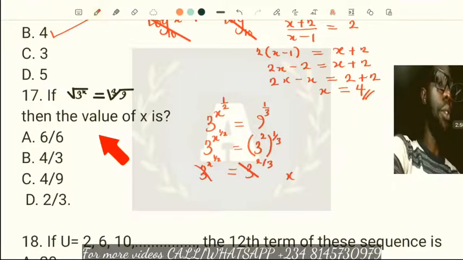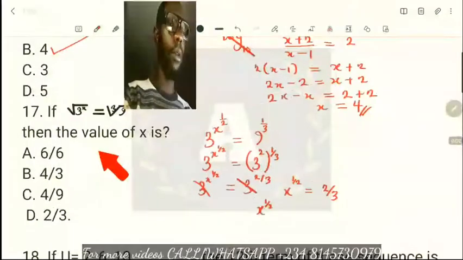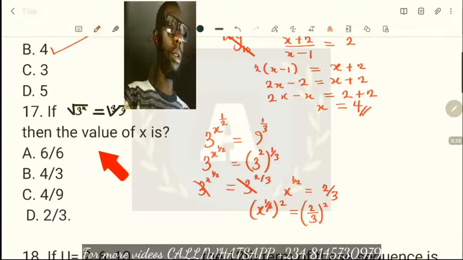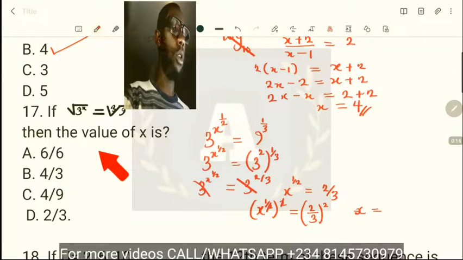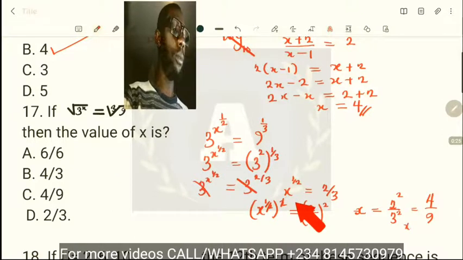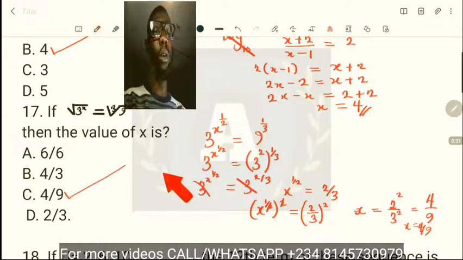Then you are left with x raised to the power of 1 over 2 equal to 2 over 3. So what do you do here? You square this side, 2 over 3, so the square cancels the power on the other side. Then you are left with x equal to the square of 2 divided by the square of 3, which is 4 over 9. So x is equal to 4 over 9. Then we check our options and select the correct option.